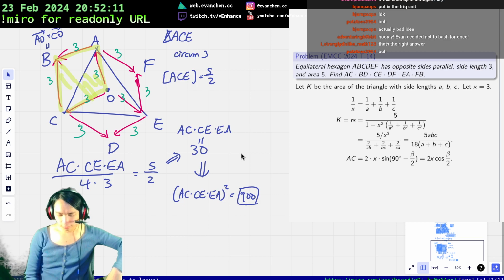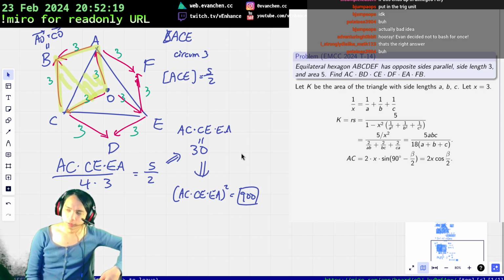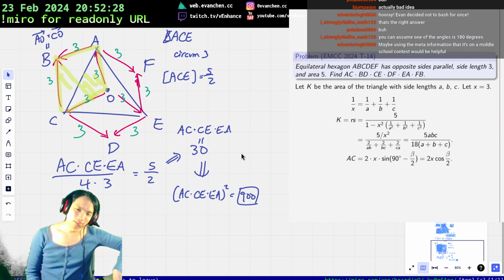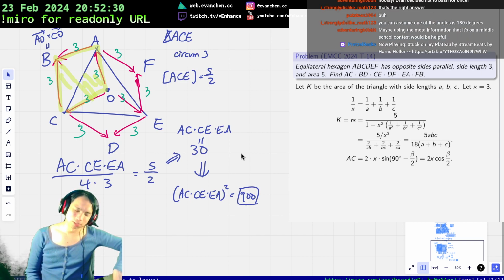The hexagon has 3 degrees of freedom, and then there's 2 constraints, side length 3, area 5. So there's a one-dimensional family of things that satisfy it. So if you do some set of calculation setup, there should be one extra degree free. Knowing that it's a middle school contest definitely helps. You know, the trig is not the intended route.